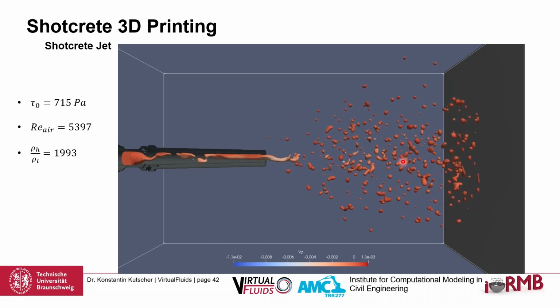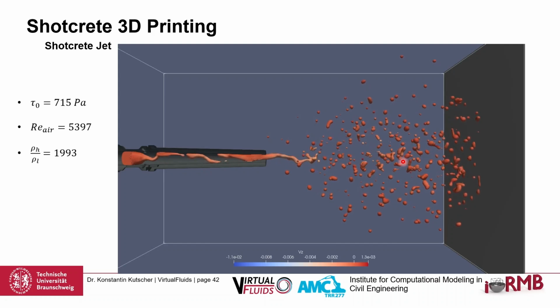Our project partners only experimented on how good the jet or how good the concrete is applied on the surface. They don't care about the average velocity or something like this. But for us, it was an important parameter to compare with our simulation.